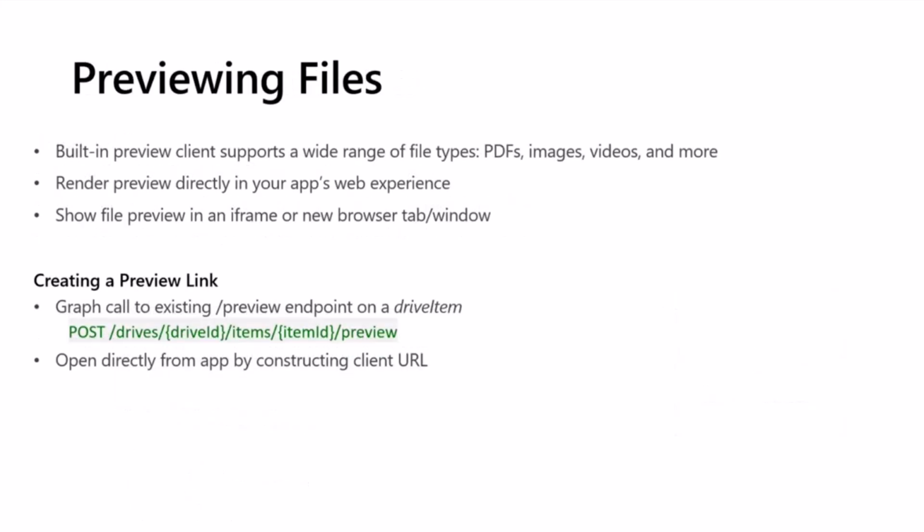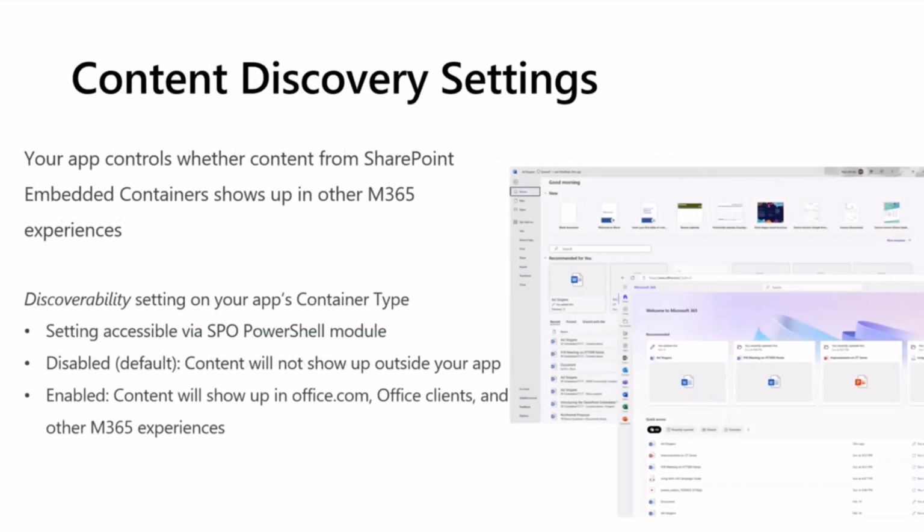So for previewing files, like I said, there's a built-in preview client. It supports a wide range of files. Pretty straightforward for doing that. I'm going to show you how it works as well. But ultimately, you've got this drive item that you want to render a preview for in your application. You just post to that item /preview link on that drive item. And that will return a URL, and then you can just open that up either in a browser or set that as the source for an iframe, and it will render that content right in there.